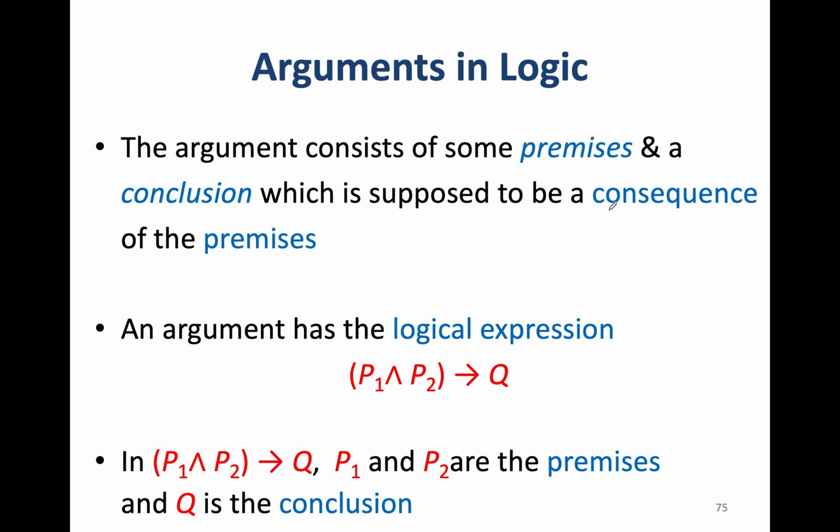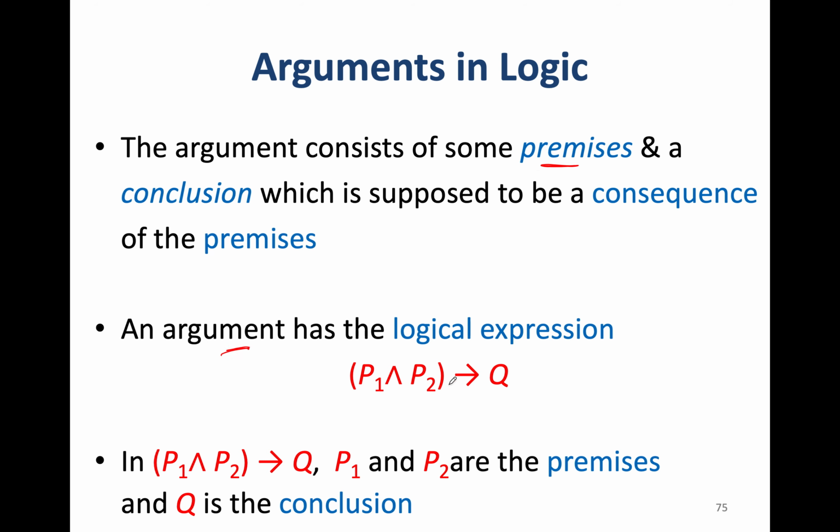All right, we've got something else in logic called arguments. An argument consists of some premises and a conclusion, which is supposed to be a consequence of the premises. We've already seen these words, and we know that premises are something like a reason or a condition. The conclusion is a result, the consequence of the premises, the result of the condition.